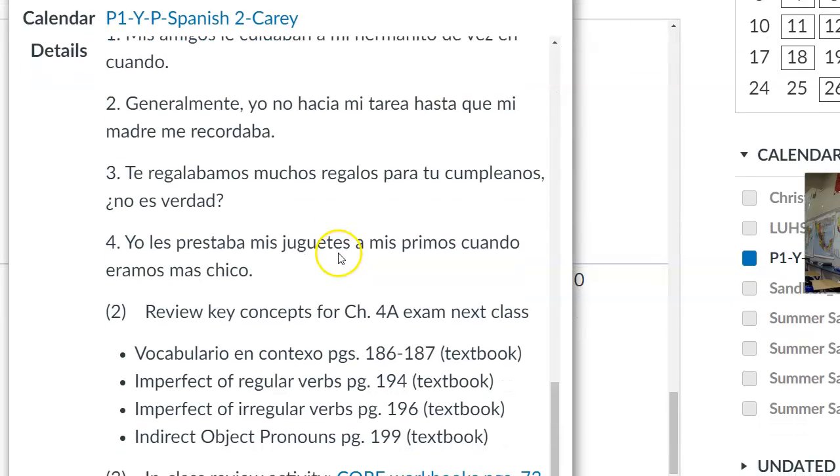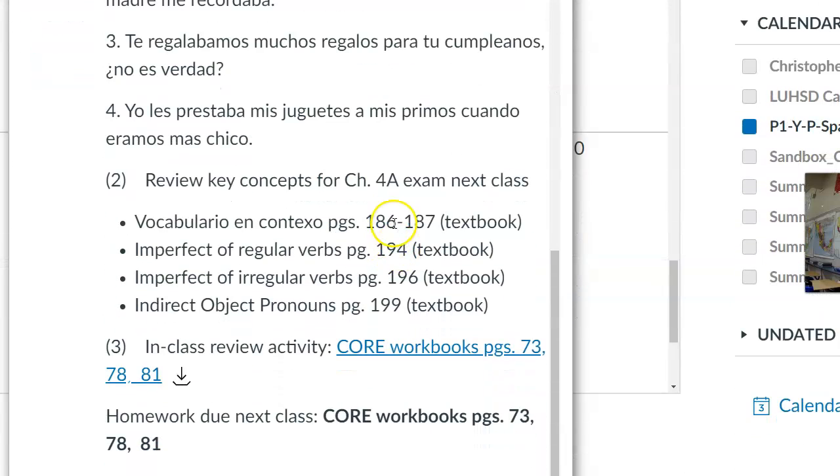We're going to review the key concepts for your test next class on Chapter 4A. And let's go ahead and take a look at those right now. And then you'll have an in-class review activity, which is homework for you to submit, and then just study the key concepts for your test next class.